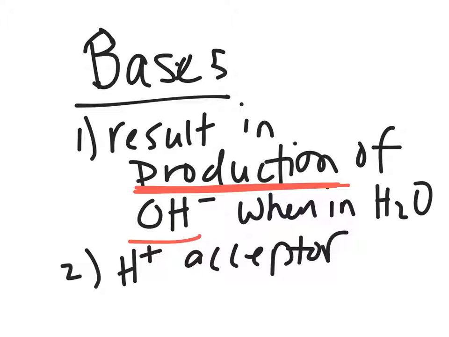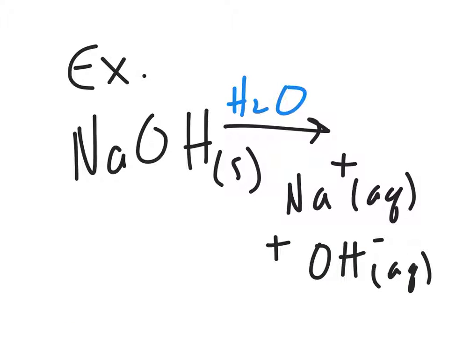The second definition here is that bases act as proton acceptors, so they can accept a proton from another substance. Of course, if the base is accepting the proton, the other substance must be giving the proton away, which would make that other substance an acid. And again, we'll look at that a little bit more in the prep activity and the in-class activity. But let's focus in on definition 1 here.